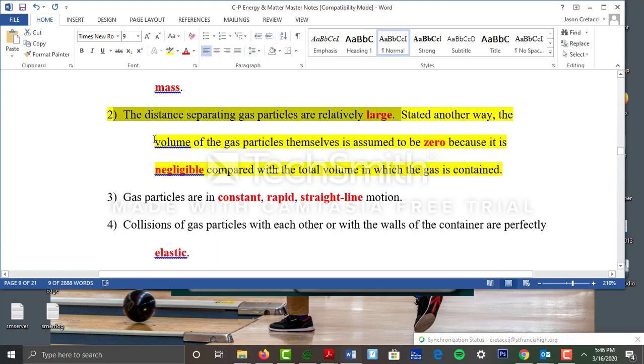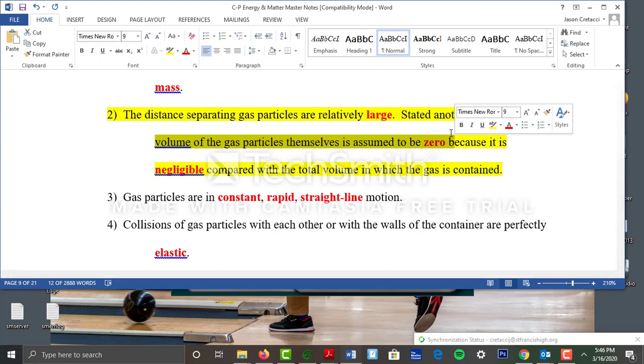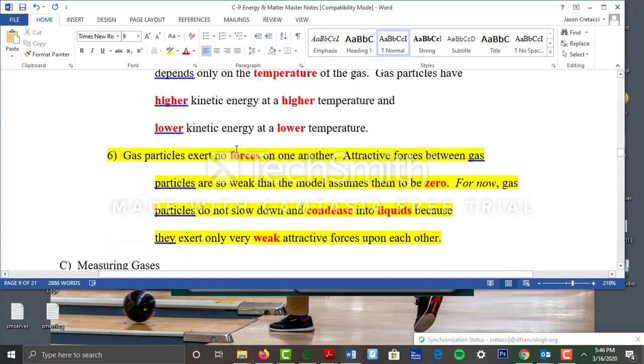But the theory states that the volume of the gas particles is assumed to be 0. That means they have no space. That contradicts everything we've talked about in class so far this year, because from our discussions in class, all matter is made up of atoms, and we know that atoms have mass and take up space. So under normal conditions, that works, but we're going to see in a minute that it doesn't work under all conditions.